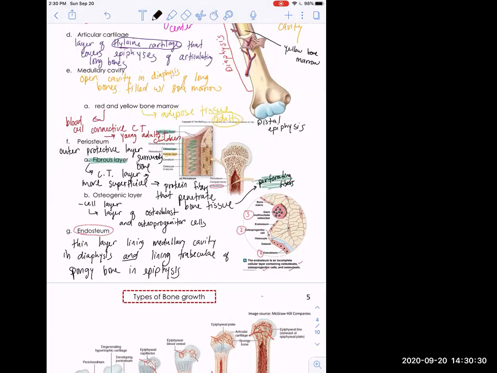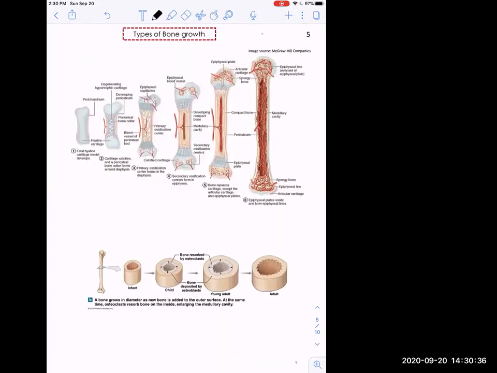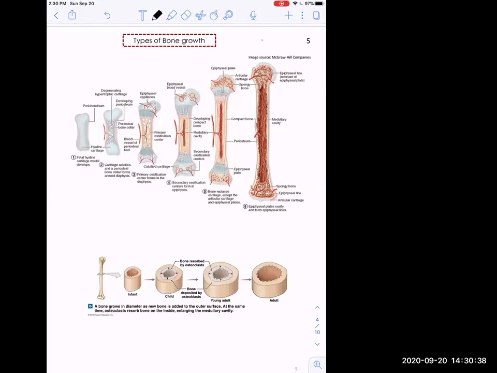So that represents the anatomy of a typical long bone. I want to talk a little bit about bone growth now. There's a couple different types of bone growth. What we call interstitial bone growth. In interstitial bone growth, bones grow longer.